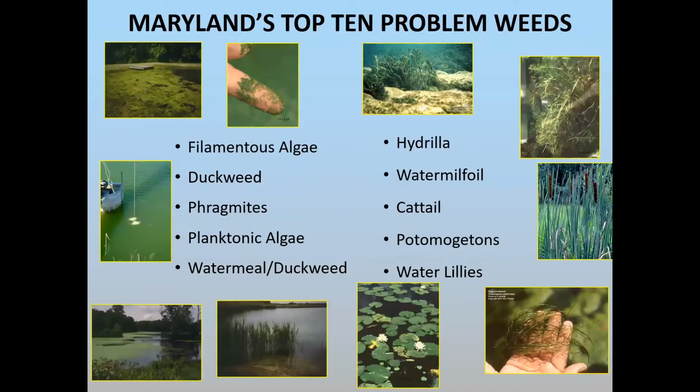So in looking at what we see as the top 10 problem weeds, these are the ones, some of which we've talked about. Filamentous algae, I see a lot of, but I do get questions on some of these other species. These are common. Hydrilla is mentioned here, and that's a non-native invasive submerged species. And then we have the Potamogetons, or a lot of the different types of pondweeds. And then water lilies. Even though they have a beautiful flower, they're considered undesirable by some pond owners because they interfere with swimming or fishing, whatever the case may be.